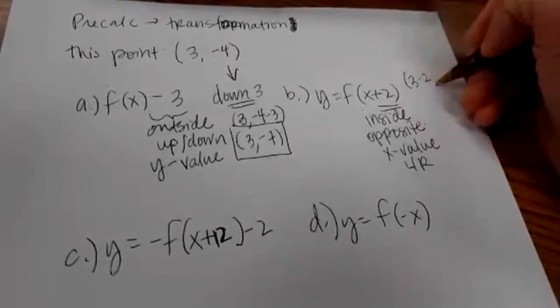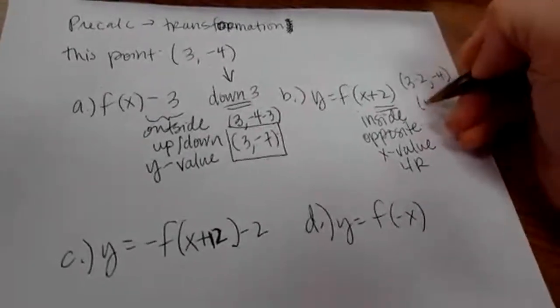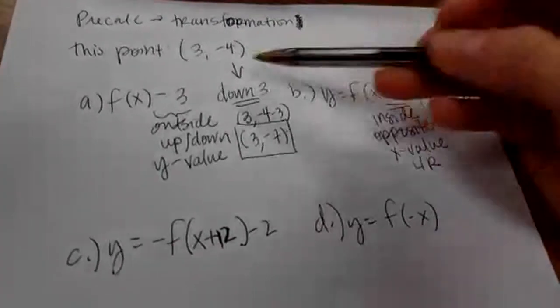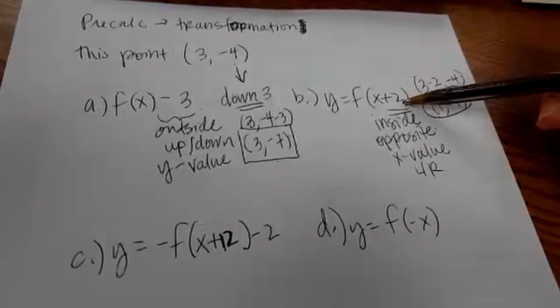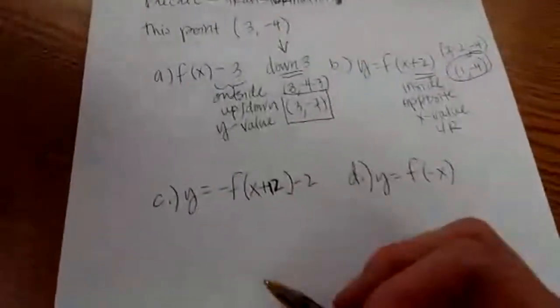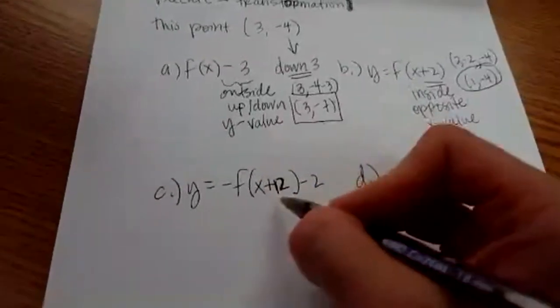So we're going to do 3 minus 2, comma, -4. And when we do that, that's (1, -4). So there's your new point. If you have this point and you apply this transformation, you will get this point right here. Moving on down to this one here, lots of things going on.